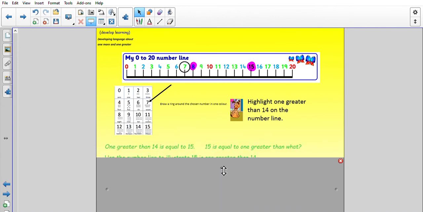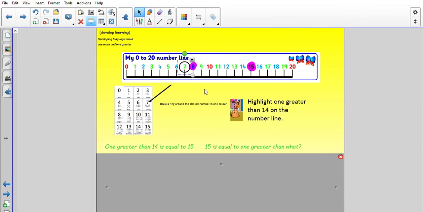So we can use our sentence. 1 greater than 7 is 8. So 8 is equal to 1 greater than 7. So it's sort of going both ways, isn't it? Starting with 7, 1 greater than 7 is 8, and 8 is equal to 1 greater than 7. Well done. It's a bit tricky, isn't it? But you did really well.